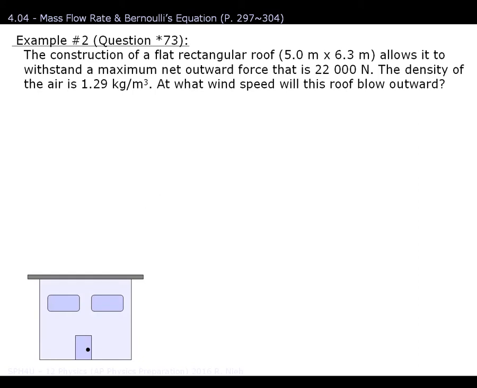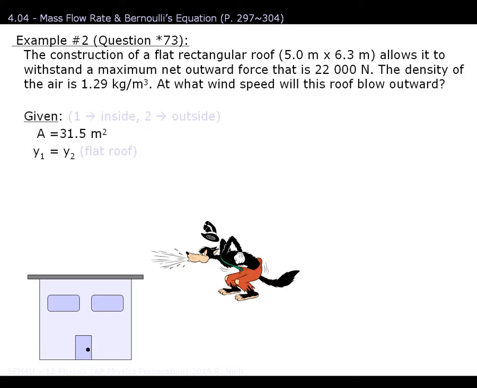Okay, let's tackle this question here. Let's suppose an evil wolf comes by and tries to blow the roof off this building. To make our calculation simpler, let's assume that this building has a flat roof. Now, the only reason why this flat roof will be blown off is because of that decrease in pressure that we've created above the roof.